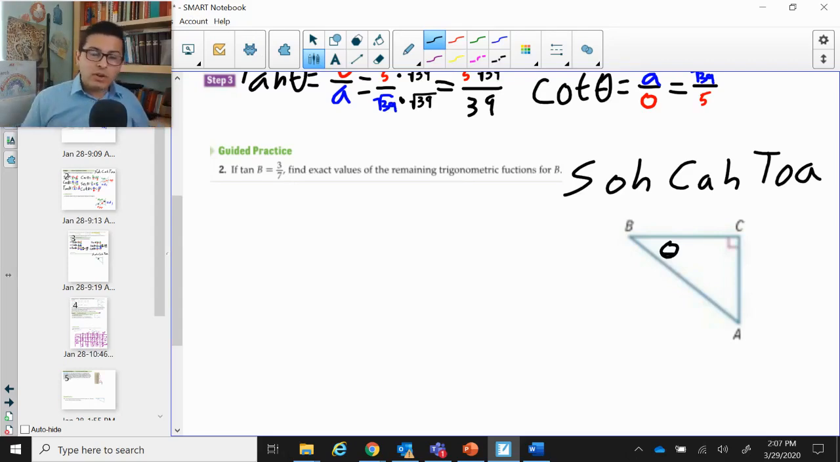So if that is our theta, then we have to look at our opposite, or let's label this our opposite, and our adjacent side, which is going to be in blue. We are looking at those two sides. So our tangent is opposite over adjacent. So we will fill in those two sides first, and then we will find our hypotenuse with our boy Pythagoras. And then we could fill in all of our 6 trigonometric functions the exact same way as we did with the previous example.